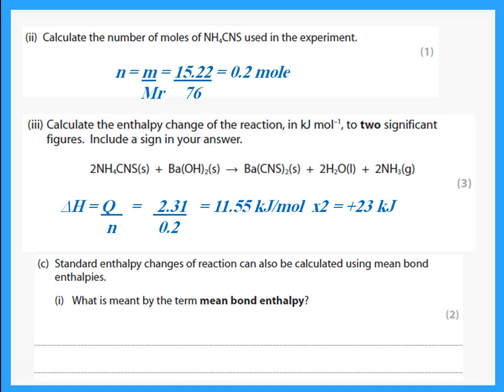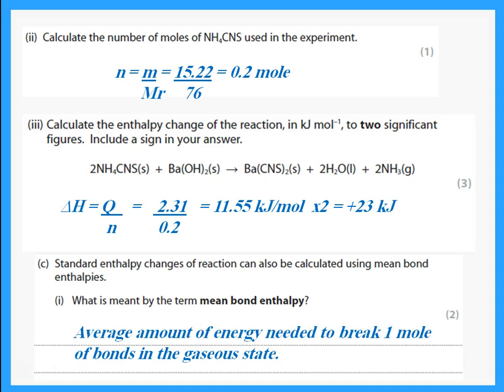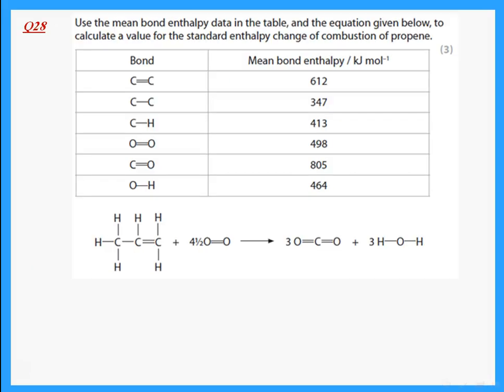Okay. Then he says what is meant by mean bond enthalpy. Remember that bond enthalpy is the average amount of energy needed to break 1 mole of bonds in the gaseous state. That is the definition for bond energy or bond enthalpy. Mean means average. So you have to say the average amount of energy needed to break 1 mole of bonds. It's not one bond, it's 1 mole of bonds. And they have to be in the gaseous state.